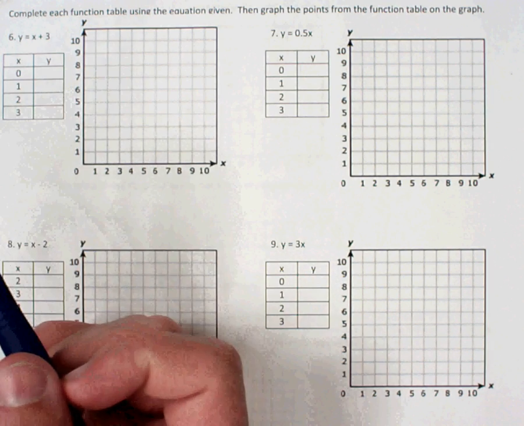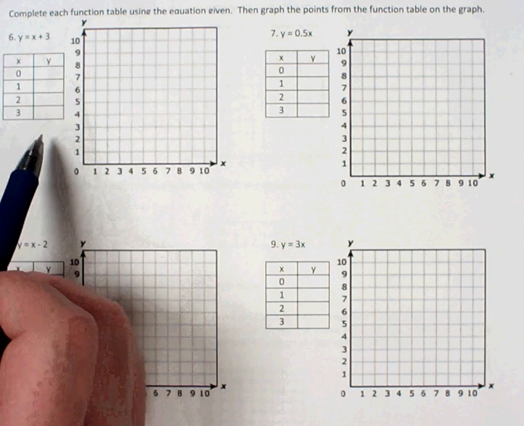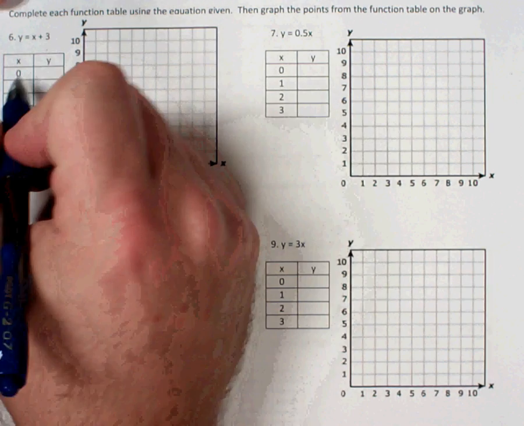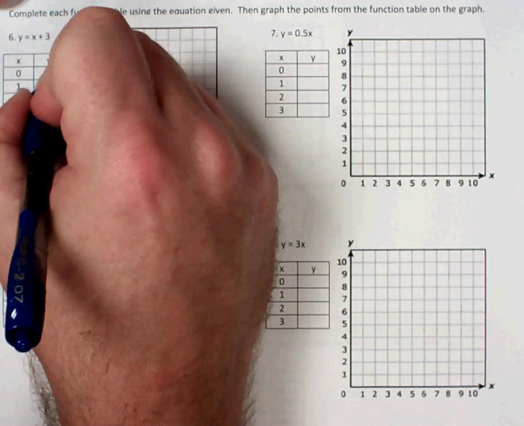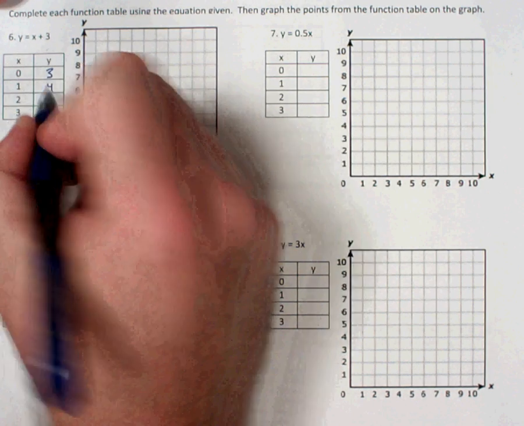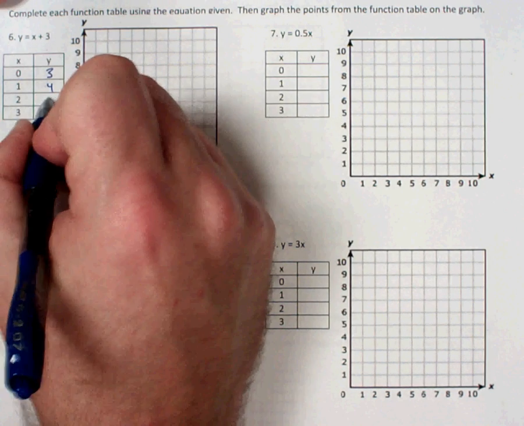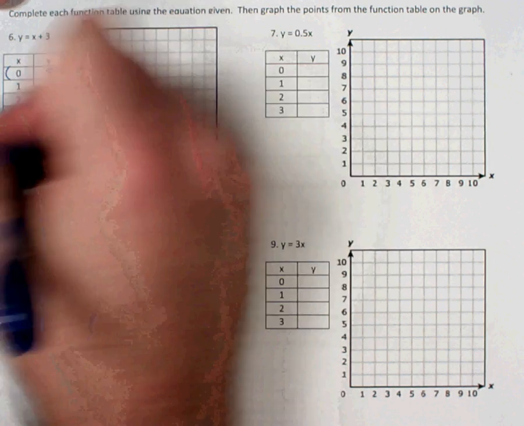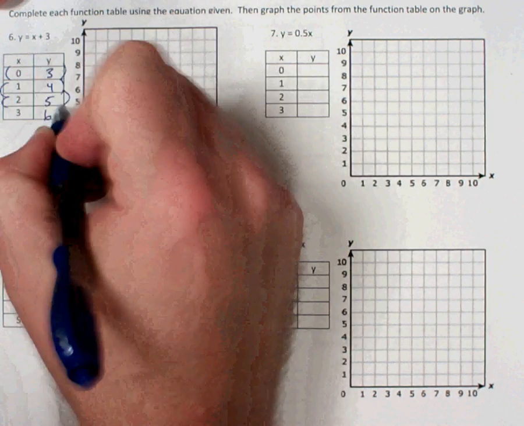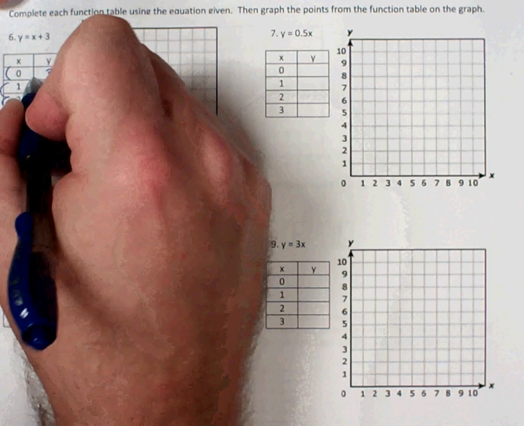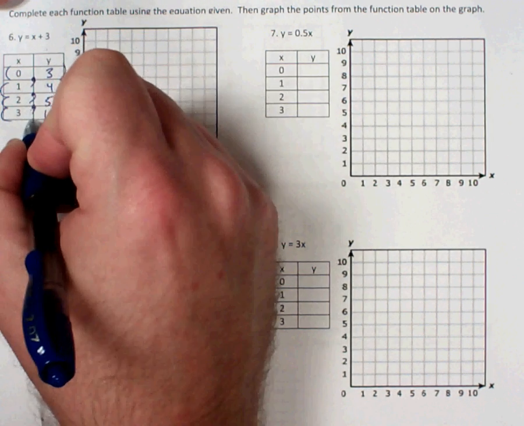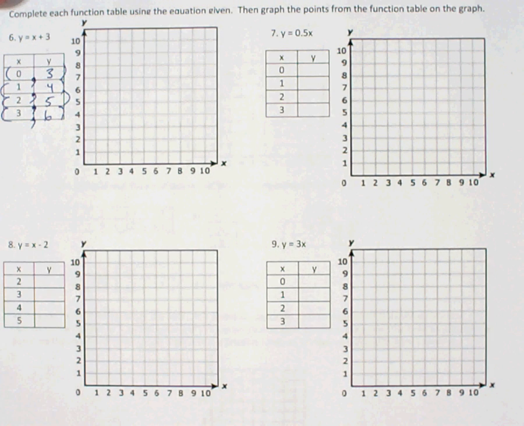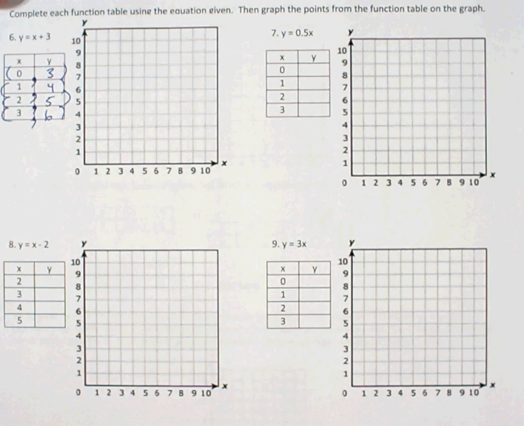So the first thing we want to do on this is complete the function table. I'm given the rule y equals x plus 3, and then I'm just going to complete this. So if x is 0, y is going to be 3. If x is 1, y is going to be 4. If x is 2, y is going to be 5, and if x is 3, y is going to be 6. And so now I have 4 points that I can plot. I've got (0, 3), (1, 4), (2, 5), and (3, 6). And that's how those two things are connected.